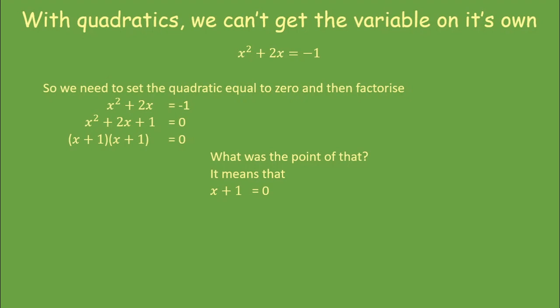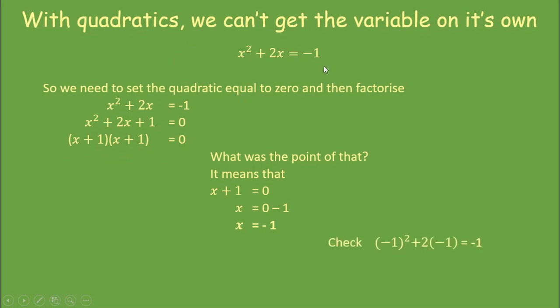If x plus 1 equals 0, that's a nice linear equation I can easily rearrange, get x on its own, send the 1 to the other side. x is equal to 0 minus 1, so x equals negative 1. Now, since both of those brackets are the same, I've already got my answer. x must be equal to negative 1, because then negative 1 plus 1 would be 0, times negative 1 plus 1 would be 0. 0 times 0 does make the answer 0.